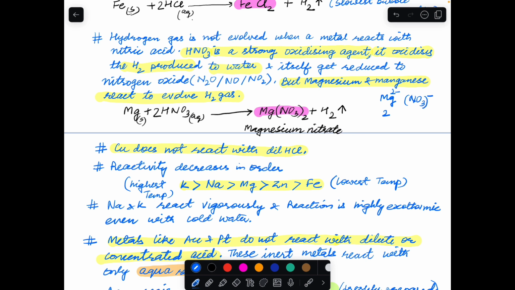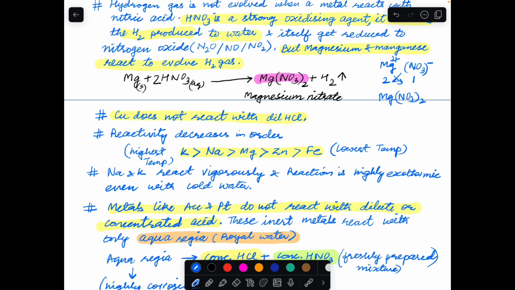So here we have 2 plus, here we have a single unit negative charge. So here we will write 1 as the valency, and when we cross multiply the valency, we will have the formula Mg(NO3)2. So this is magnesium nitrate. Now next is copper. Copper will not react with hydrochloric acid. Reason? Metal of low reactivity.